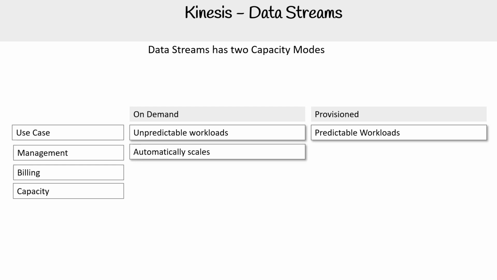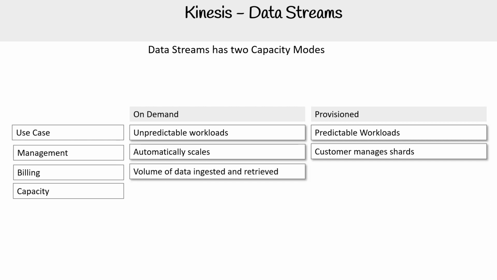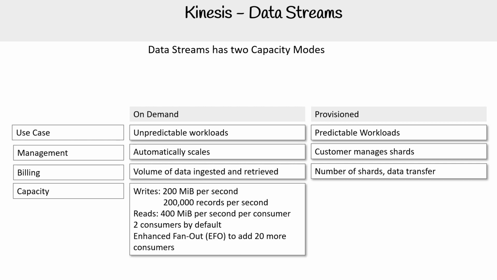For on-demand, it automatically scales. For provisioned, you're using customer-managed shards, so you have to specify the amount of shards that you're going to need. For billing, on-demand is based on the volume of data ingested and retrieved. Provisioned is the number of shards and data transfer. For capacity, for writes, you have 200 megabits per second for on-demand and 200,000 records per second. And for reads, you have 400 megabits per second per consumer. You have two consumers by default. If you need more, you can use enhanced fan-out to add 20 more consumers.